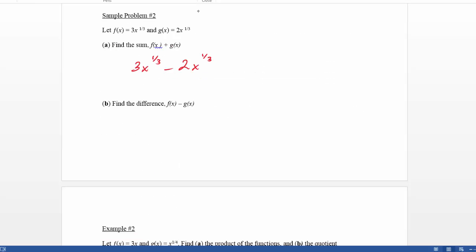Okay, so you can see here in sample problem number 2, part A, I've done the substitution that's necessary. I've substituted for f of x and I've substituted for g of x. And what you notice here is that the x to the 1/3 power is the same for both of them. Well, this simply acts as a like term, as a common variable. So we would just simply add the coefficients, and that's going to give us 5x to the 1/3 power. So that was a pretty straightforward problem.